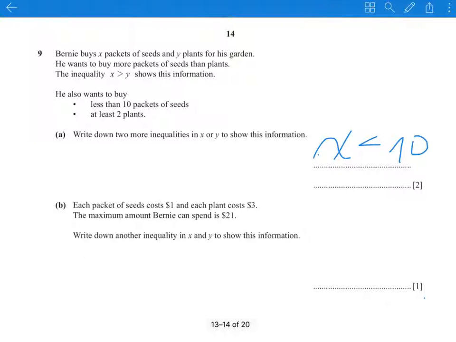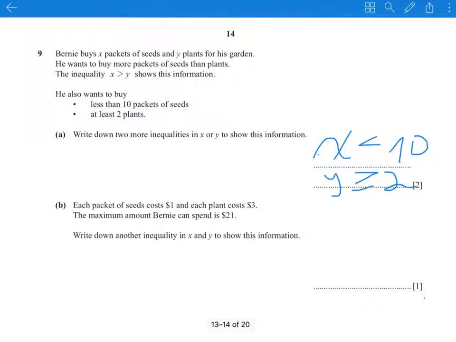Then we have at least 2 plants. So it could be 2 plants, but it's going to be greater than or equal to 2 plants. Okay, we got 2 constraints that we'll be able to graph. Now we're going to look at a third constraint, that his maximum cost can be $21.